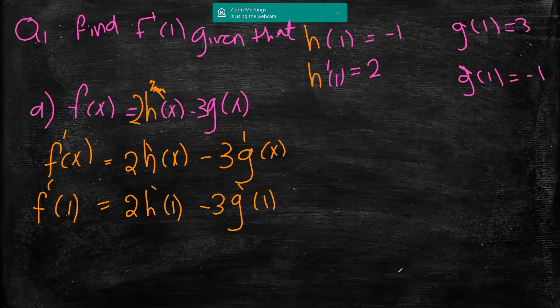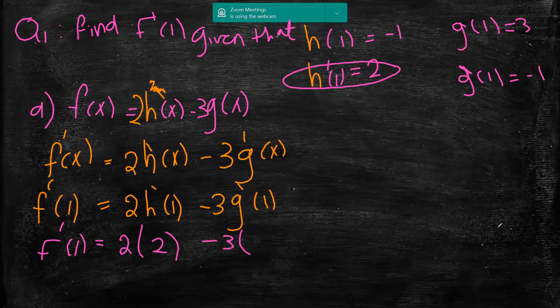I need now to find f prime of 1. So I will say f prime of 1 is 2 times, what is the value of h prime of 1? It is 2, minus 3 times g prime of 1, it's -1. So it is 4 plus or minus 3, which is 7.